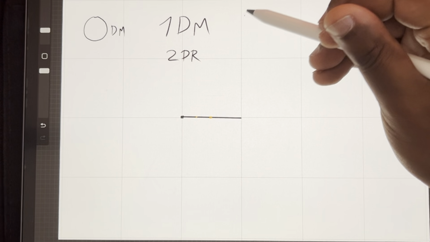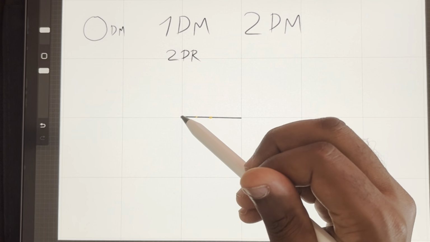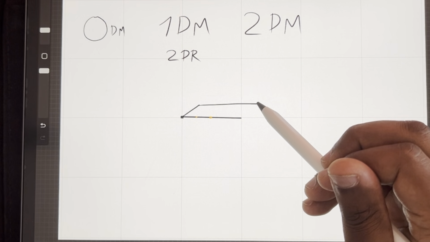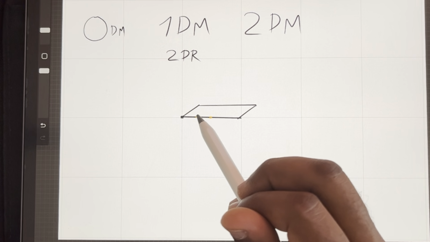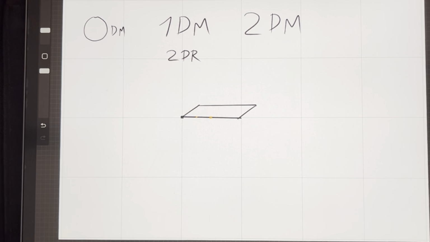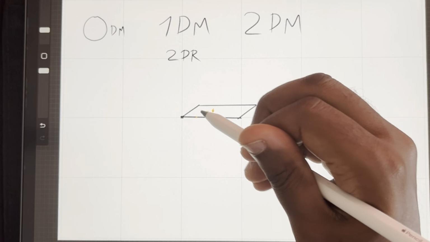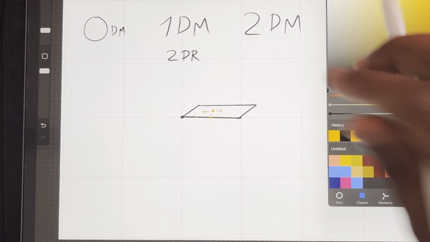In a two-dimensional space, it looks like this. You have a space where you can go back and forth and you can go left and right. So if you are a being in a two-dimensional space, you have four directions that you can go, four directions.